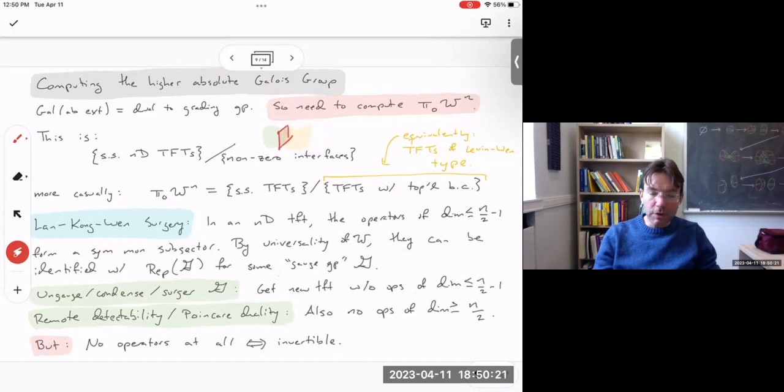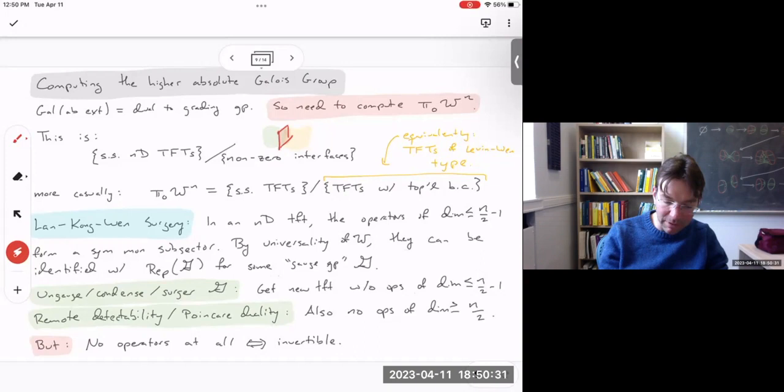By universality of W, that symmetric monoidal subsector has a map to W. And that map is Galois, which means I can write that subcategory as basically the representations of a group. This is a kind of higher Tannaka duality, is what I'm telling you. Every symmetric monoidal category looks like representations of a group, at least over the supervector spaces.